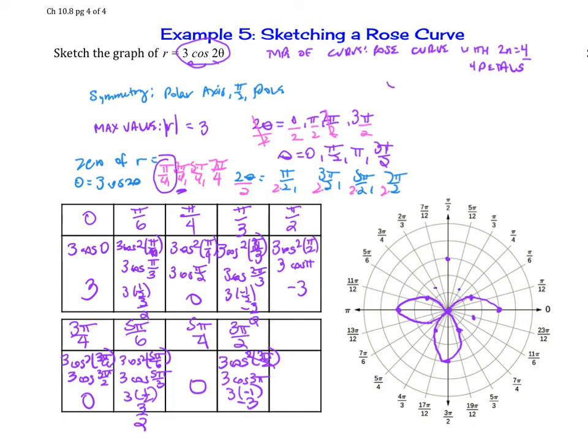So we got lots of points here, so we know that it's going to continue, finish the rose petal here, and it's going to finish here. And so here is the graph.